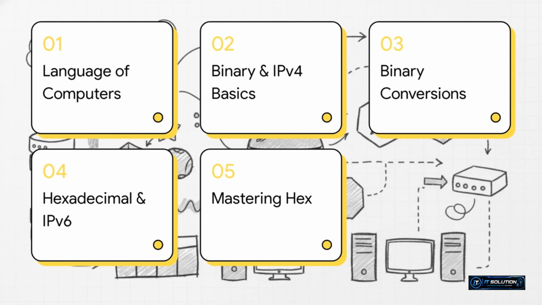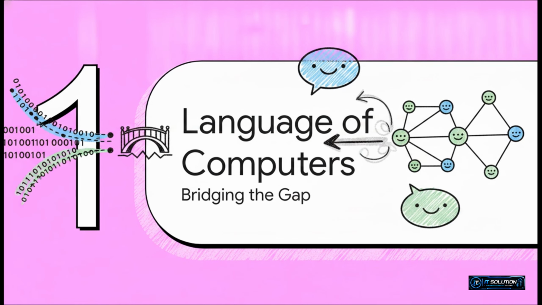Here is our roadmap to unlock these languages. First, the language of computers. Second, binary and IPv4 basics. Third, binary conversion steps. Fourth, hexadecimal and IPv6. And finally, mastering hex conversions. We'll break this down into easy, logical steps. Okay, let's dive into this.